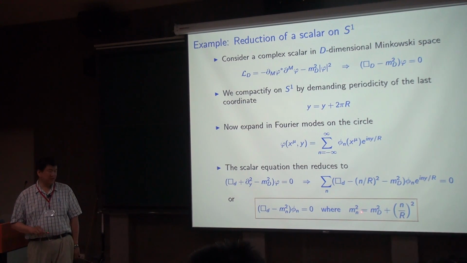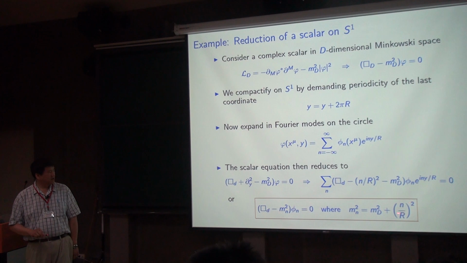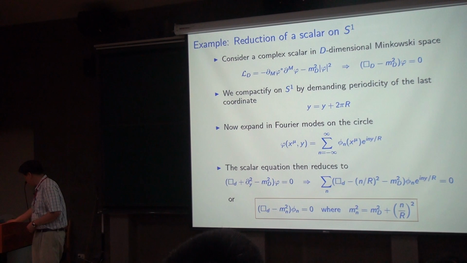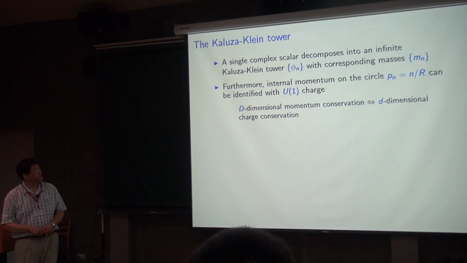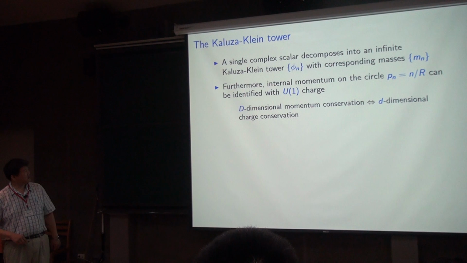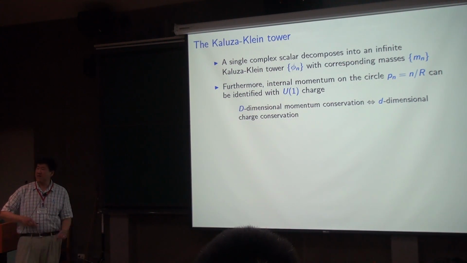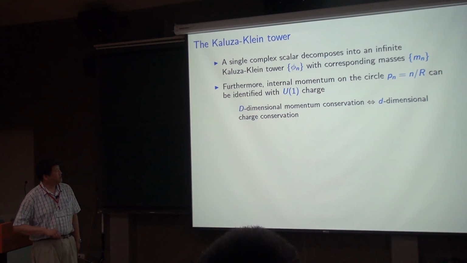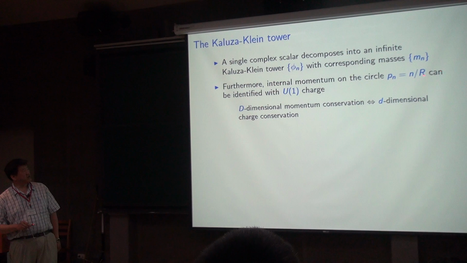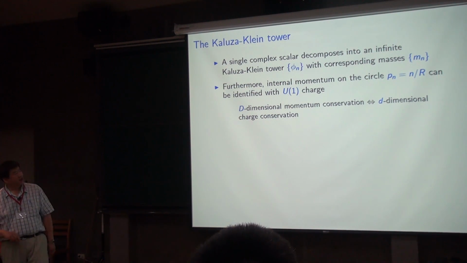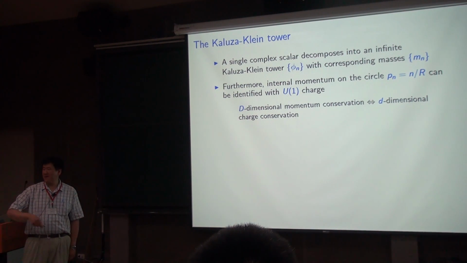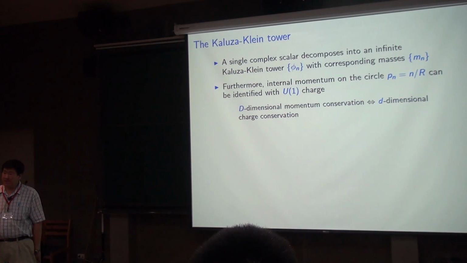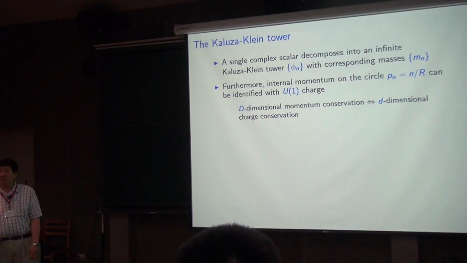So each mode in the Kaluza-Klein tower has a different mass given by this n over r factor. So let me just summarize that picture a little bit. A single complex scalar in 5 dimensions decomposes into an entire tower of states in 4 dimensions, and they all have potentially different masses, m sub n. Actually, the mass of mode plus n and the mass of mode minus n are identical. That is a degeneracy.